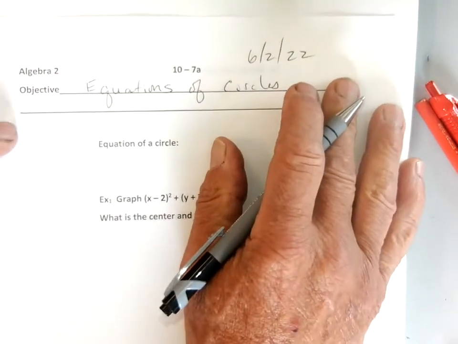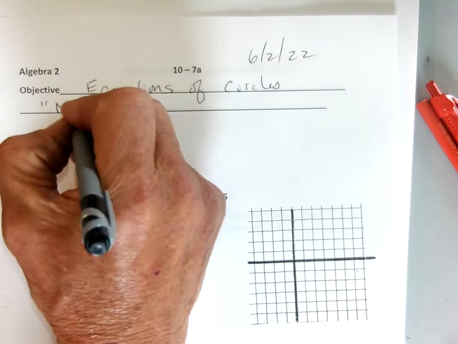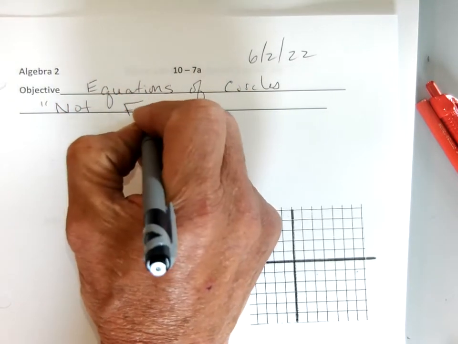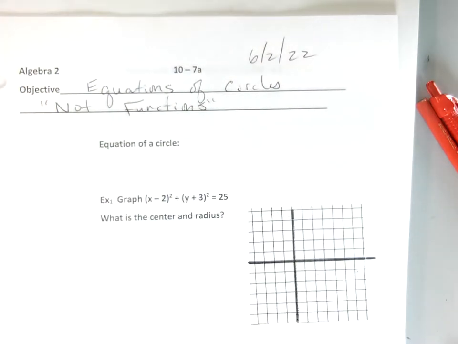Okay, now they are not functions. Anybody remember what makes a function a function? One answer for one x for every one y. Right, and then a circle, remember that vertical line test, right? There's no way a circle is going to pass the vertical line test. It's going to go through it twice, right?